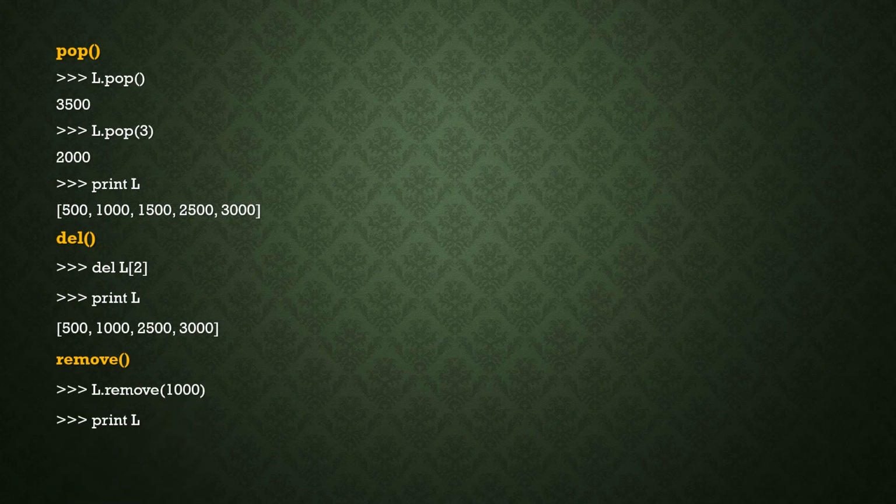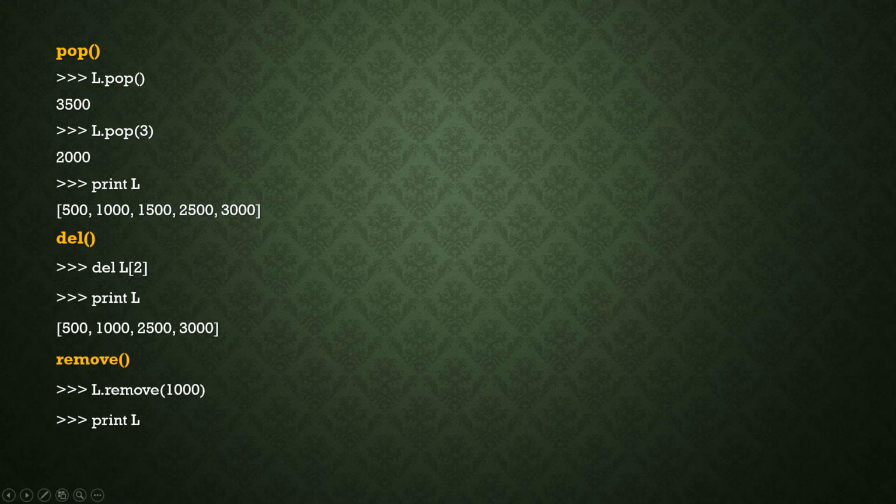Here L.pop(3), 3 means index value 3. That means index value 3, its position is the 4th location, 4th position. So the 4th position element is 2000, so that will be deleted. See here, after deletion of 2 elements, L.pop() deletes 3500, and L.pop(3) means the element at index 3, the 4th position, that is 2000, will be deleted.